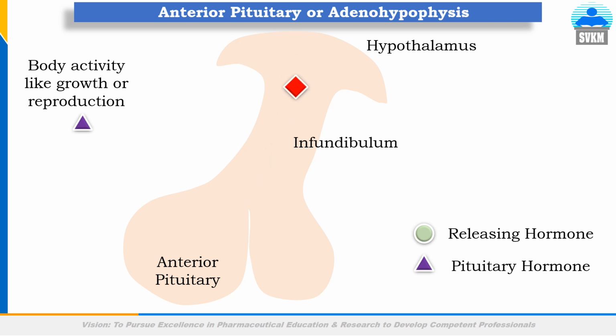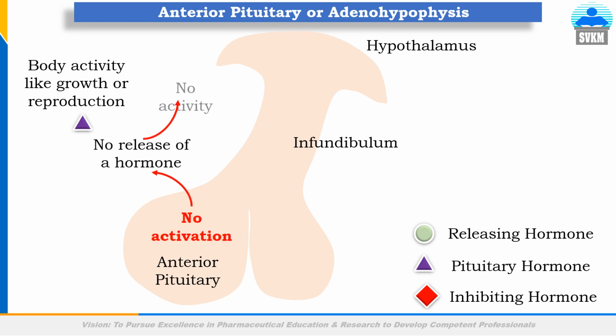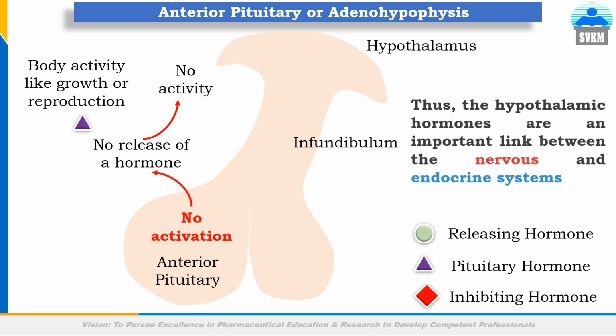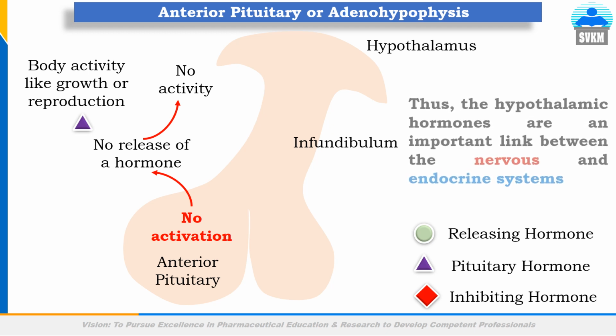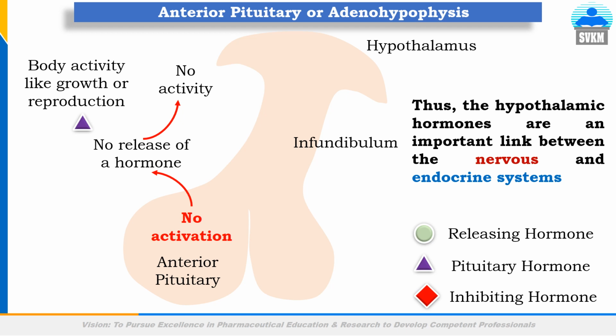In addition to this, the hypothalamus also releases the inhibiting hormone. So it inhibits the activation of the anterior pituitary. So there is no activation, so there is no release of the hormone into the circulation. Therefore, there are no body activities. So the hypothalamic hormones are the important link between the nervous system and the endocrine system. The cells present in the hypothalamic region mainly regulate the activity of the endocrine gland.